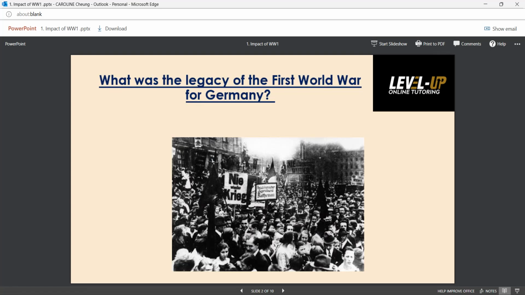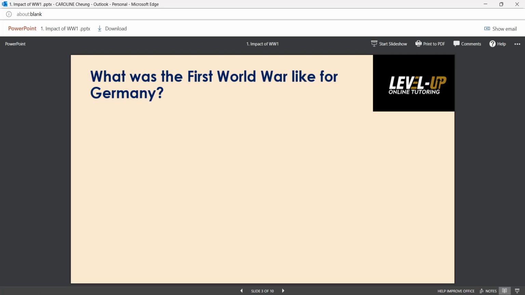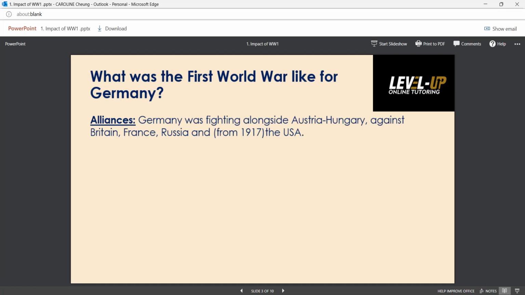And that's shown here in this picture. This is an image of an anti-war rally that comes out just after the First World War. And you can see just how many German people have turned out. And those banners, what they're saying in German is "never again war." So from this picture, we can see just what a negative impact World War One had on Germany. So let's look at why. Why was it just so awful for the German people?